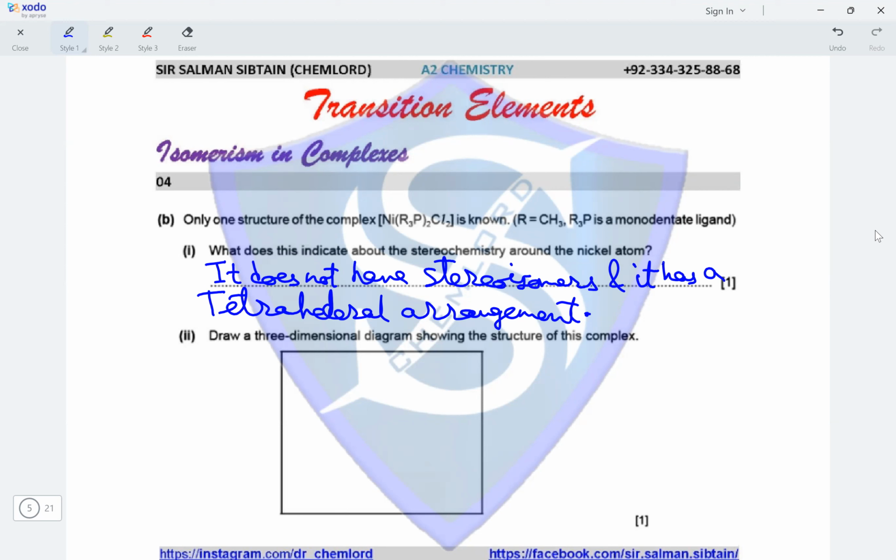So, since it is a tetrahedral complex, we've got nickel in the center and four positions for binding of the ligands in 3D, and placing the ligands, we've got chloride, chloride, R3P and R3P. So the complex formed is a tetrahedral complex, hence it will not have any stereoisomers, whether it be cis, trans or optical.